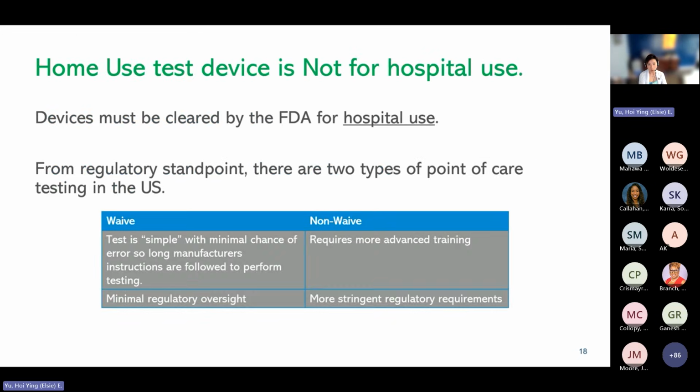So in the last two cases, one of the things that I wanted to highlight is that tests can be waived versus non-waived. From an FDA standpoint, typically when it's waived, the test is considered simple with minimal chance of error, so long as the manufacturer's instructions are followed to perform testing. And a non-waived test typically requires more advanced training. From an oversight standpoint, waived tests are a lot easier to manage, but for non-waived, there usually is a lot more regulation that we need to follow.